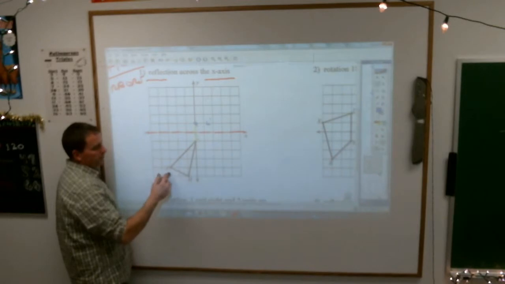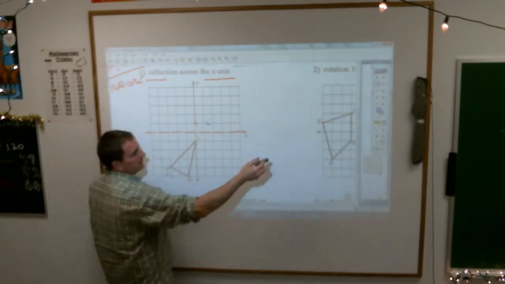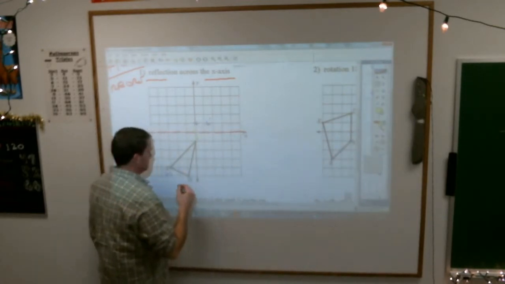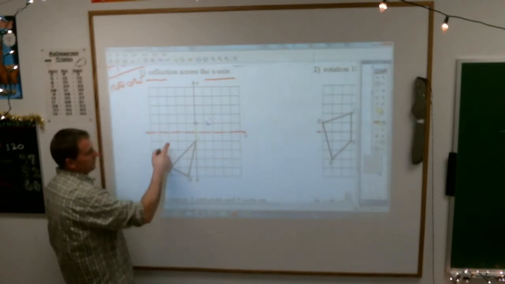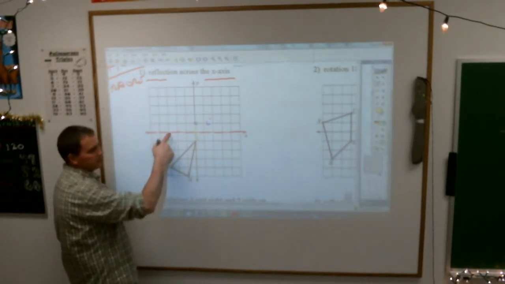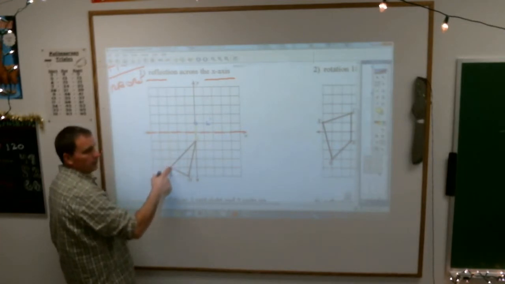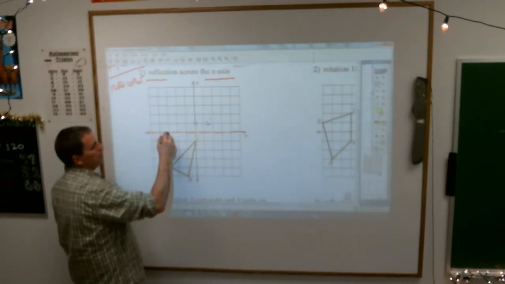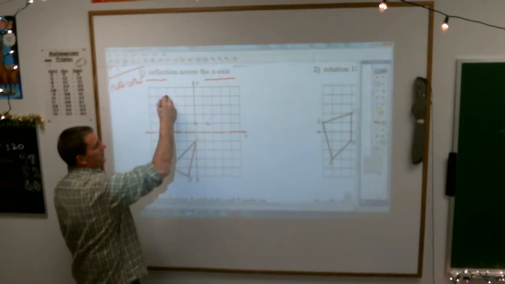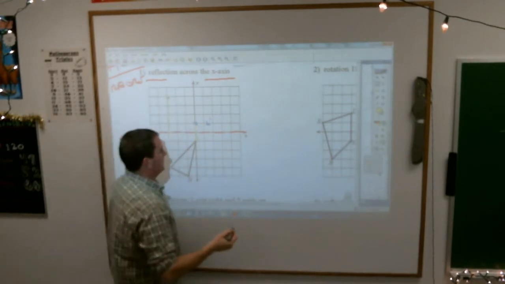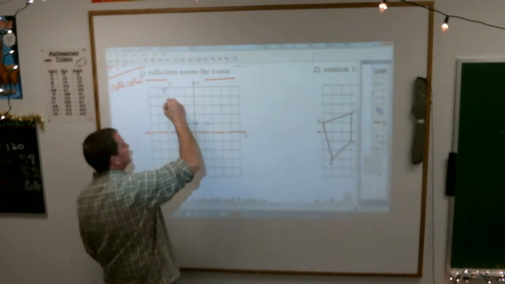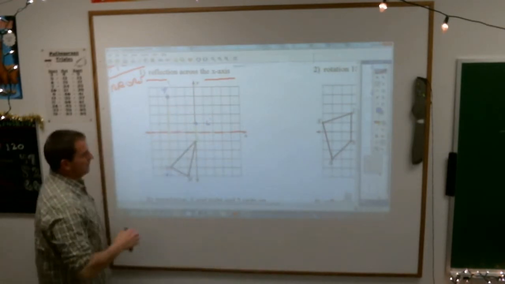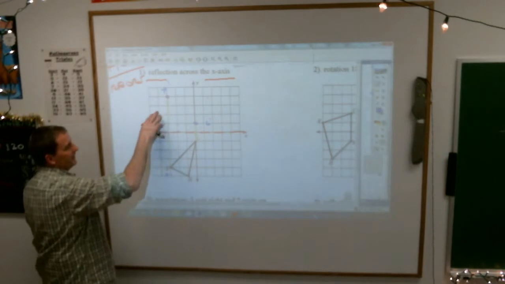Okay, if I'm looking for where X prime will be, here's straight down from here, how many units away from that axis? 1, 2, 3, 4. So you go 4 in the opposite direction and put a point right there. That ends up being X prime. Okay, that's this point reflected on that axis.